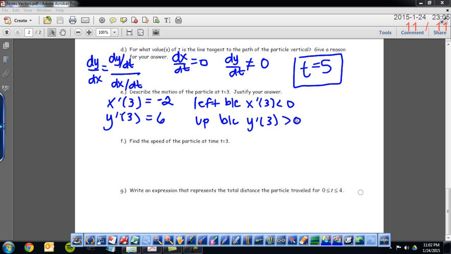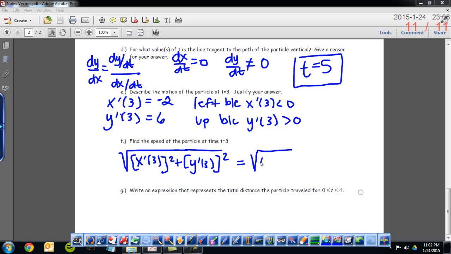All right, F, find the speed of the particle at time t equals 3. So we know that we have a speed formula, and speed is the magnitude of velocity. And the magnitude of velocity is the square root of x' squared plus y' squared. And if we're looking for the speed at a particular time, then that formula would become, in this case, the square root of x'(3) quantity squared plus y'(3) quantity squared. And again, I very strategically helped you out here and used the same time as the previous example. So we've already found x'(3) and y'(3). So it is the square root of (-2) squared plus 6 squared, which would give us 4 plus 36, so the square root of 40.